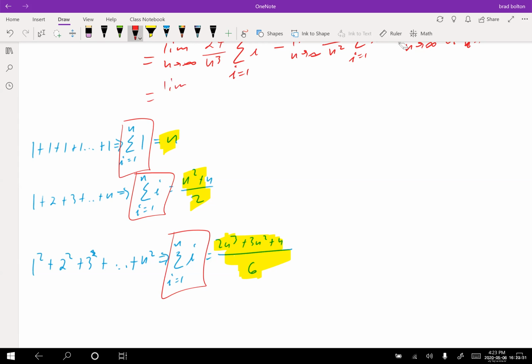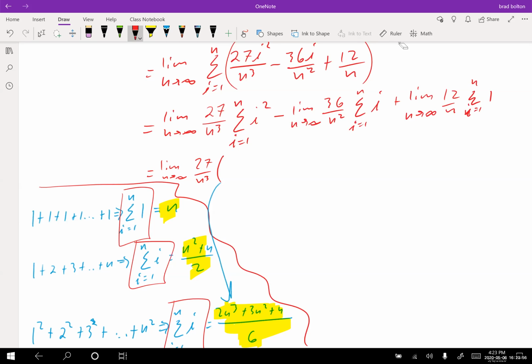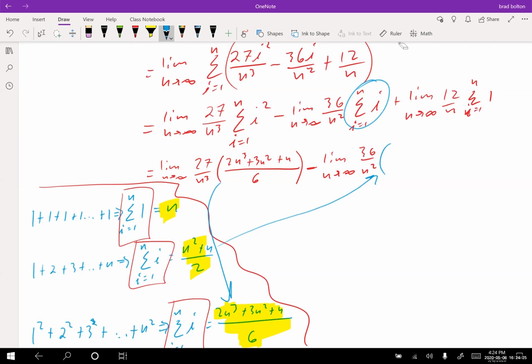I'm going to say the limit as n approaches infinity of 27 over n cubed, and then it says that the sum of i squared is worth 2n cubed... I'm sorry, the sum of i squared. And again, these are not imaginary numbers. These are simply summations with an index of i, times 6, minus the limit as n approaches infinity of 36 over n squared. But now we're worried about this summation right here, which I'm going to replace with this, so this will become n squared plus n over 2.